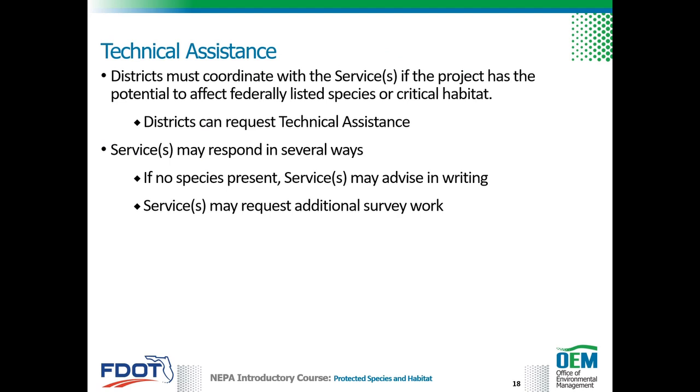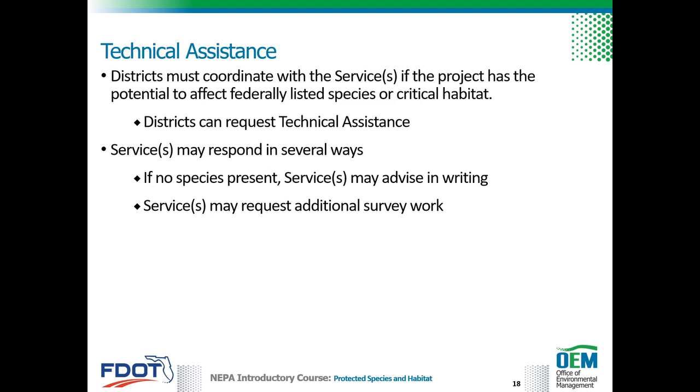Technical assistance is defined as any coordination between FDOT and the services outside of defined Section 7 consultation procedures. Primarily, when FDOT is not the action agency, districts must coordinate with the services if the project has a potential to affect federally listed species or critical habitat. The districts can request technical assistance from the services. When technical assistance is requested, the services may respond in several ways.